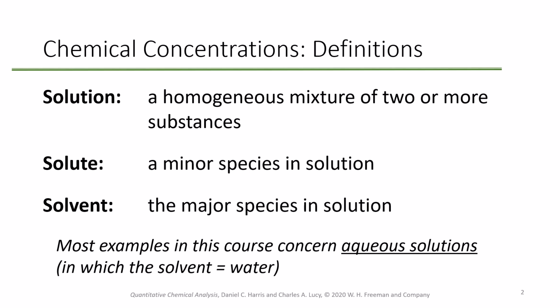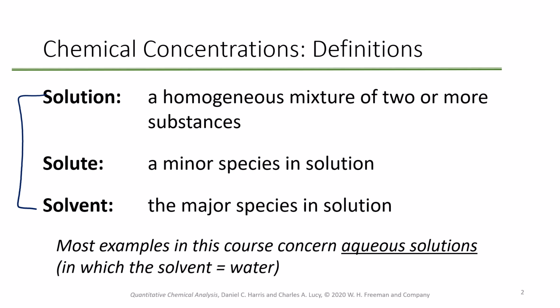First, we need to know the definition of these things because a lot of the definitions of these concentrations will change. Sometimes they'll use solution or solvent or solute, so you need to understand the difference between them. A solution is a mixture or dissolved mixture of two or more substances. A solute is a minor species in solution. A solvent is the major species in solution.